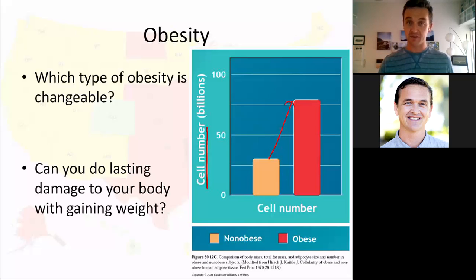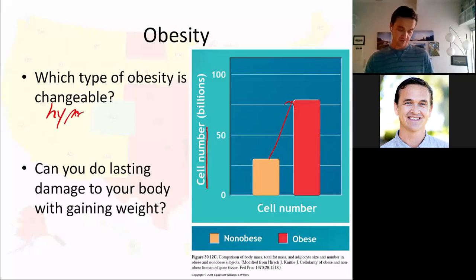But the rest of the time, when somebody gains weight throughout life, most of the time it's going to look like hypertrophic obesity, and those cells are going to get large. So which type is changeable? The only type that's changeable is hypertrophic.